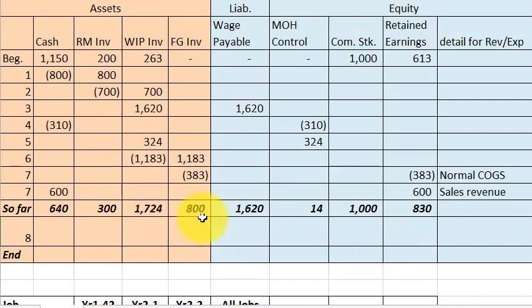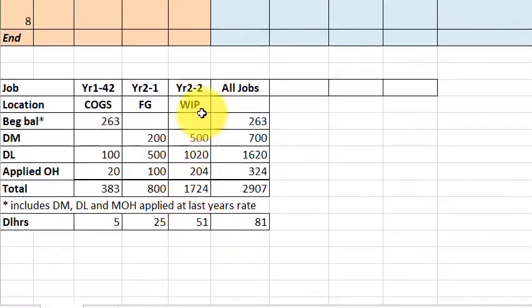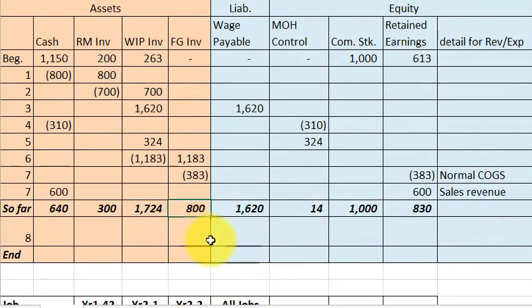What does the balance in these accounts tie to? Well, all these costs need to be on a job order cost sheet. So what job is in work in process inventory? Job 2 is still in work in process, and you can see that it does have $1,724. Job 1 is the job that's in finished goods, and finished goods has $800 in it. At any point in time, we can trace our jobs into work in process, finished goods, or cost of goods sold.